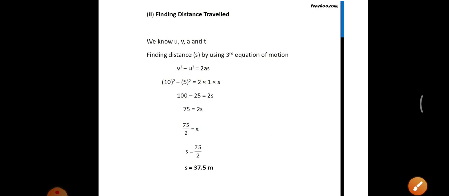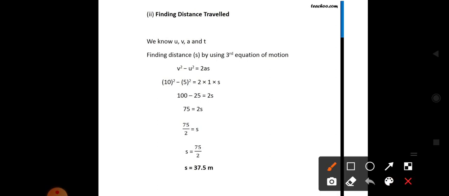The next one, finding distance traveled. We know u, v, a and t. Finding distance by using the third equation of motion, we know the formula v squared minus u squared equal to 2as. Here you have to substitute the known values of v, u and a. The value of v is 10, squared, minus 5 squared equal to 2 into the value of a, which is 1, and the distance is s. Here the distance is not a second. The distance is represented by the letter s.